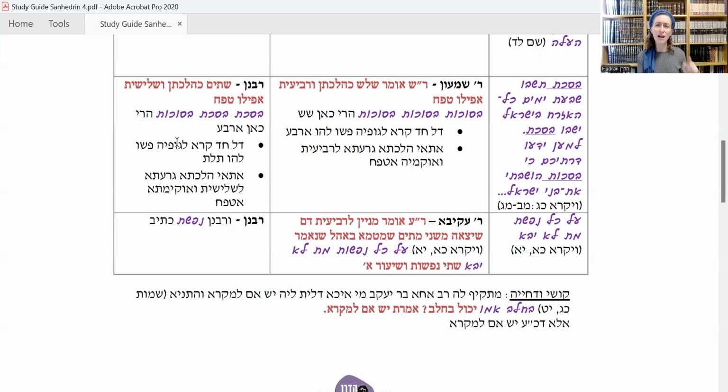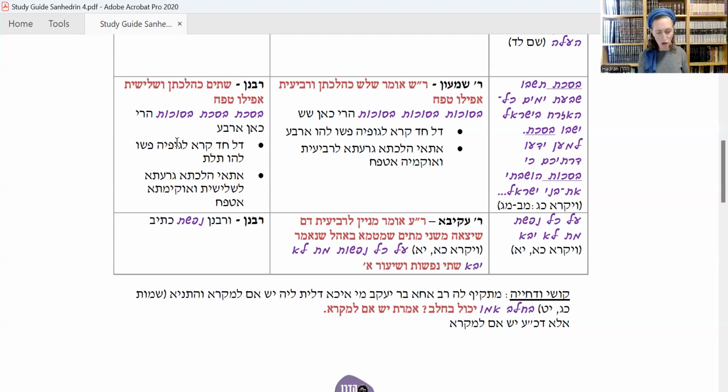What about a revi'it dam that comes from multiple dead bodies? What if you have a quarter log, but it's a combination of more than one body, from different bodies of dead people? We're talking about right after the person dies, the blood comes out, and we now have a revi'it, but it's made up of two dead people. How do we know that it's metame b'ohel?